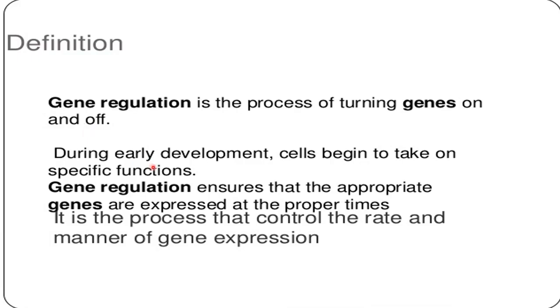proteins. During early development, cells begin to take on specific functions. Gene regulation ensures that the appropriate genes are expressed at the proper time. So you can say this is a regulation, this is adaptation in every organism, in the cells of every organism, that it is ensured that appropriate genes are expressed at the proper time, and it is the process that controls the rate and manner of gene expression.